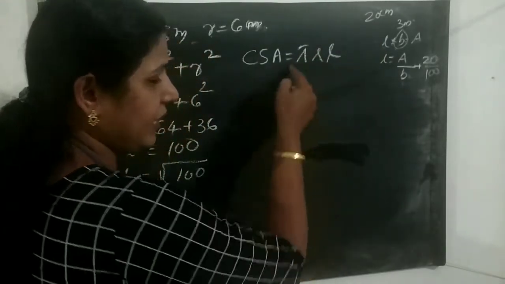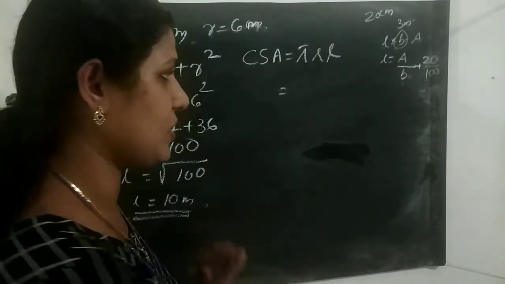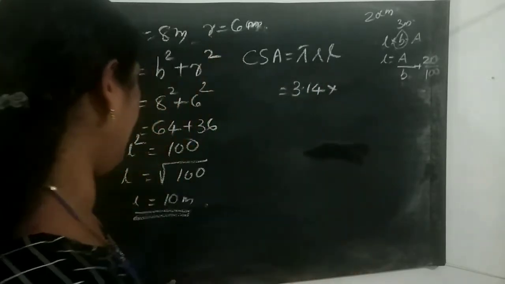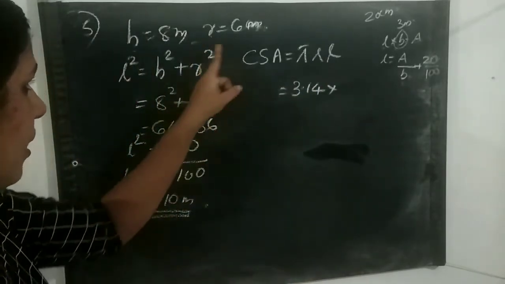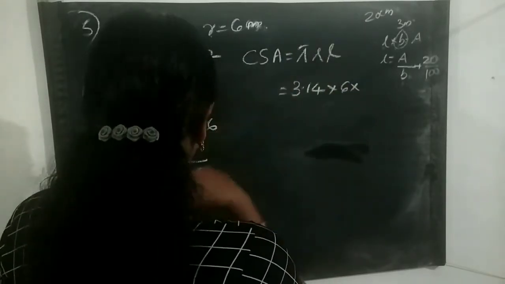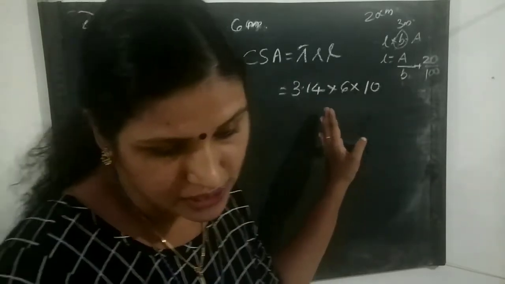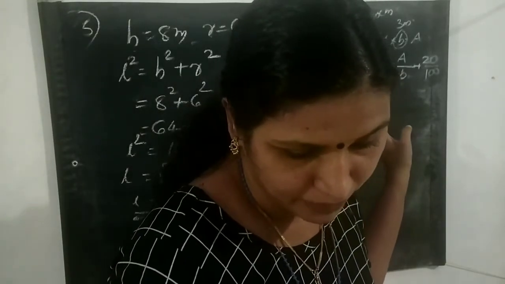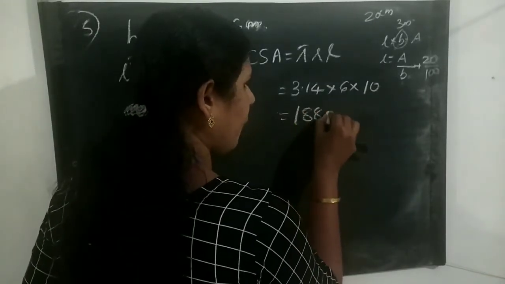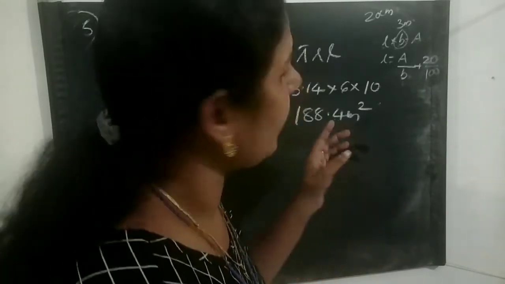In your textbook it is mentioned that you just use 3.14. So 3.14, and R is what? R is 6 meter and L is 10, which we just found. Apply this and you get the answer as 188.4 meter square.